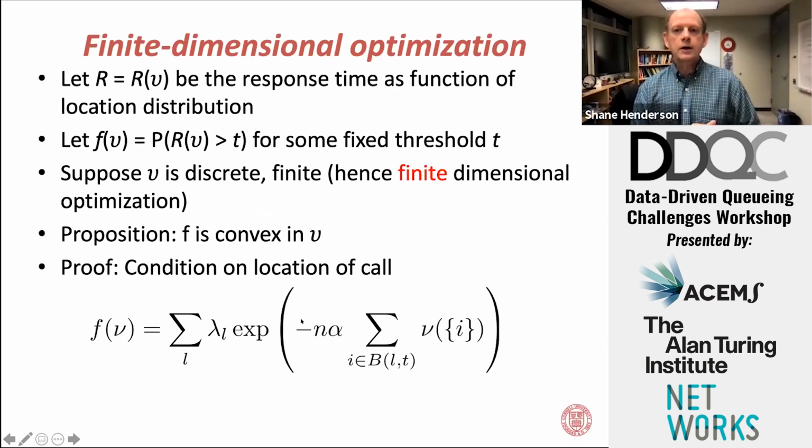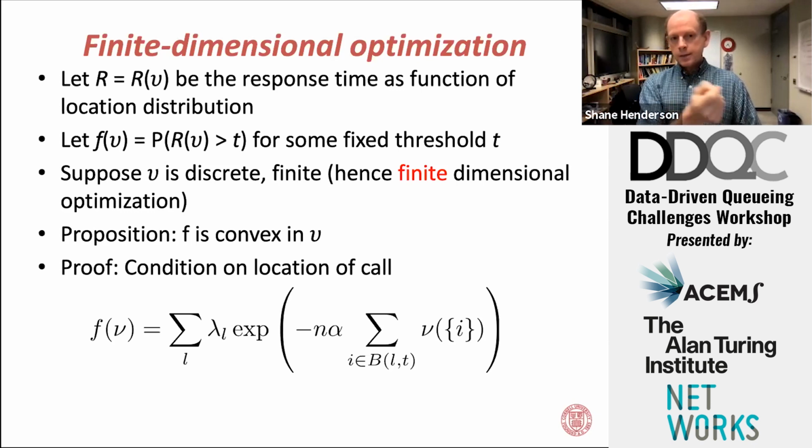So how does that optimization work? Well, it turns out it's a convex optimization problem. If R again is the response time, but now it's a function of this location probability measure, we'll consider the probability that the response time exceeds a fixed time. Think of little t as being 5 minutes. But we can also look at survival, and I'll mention that in a second.